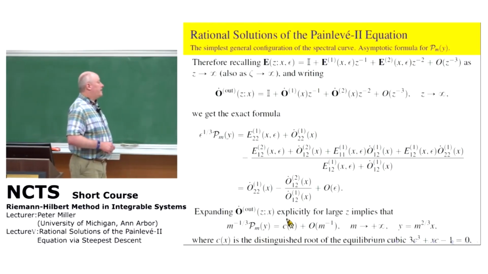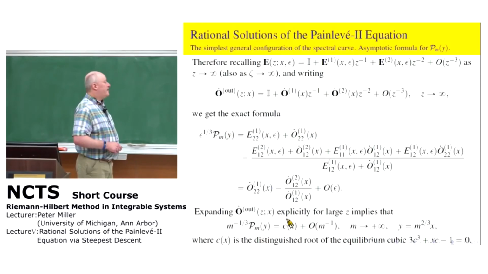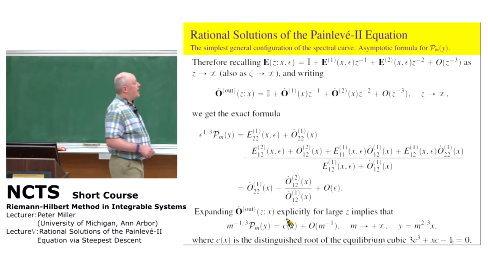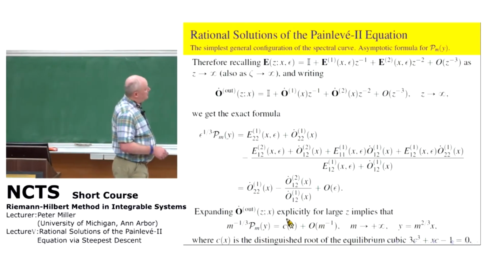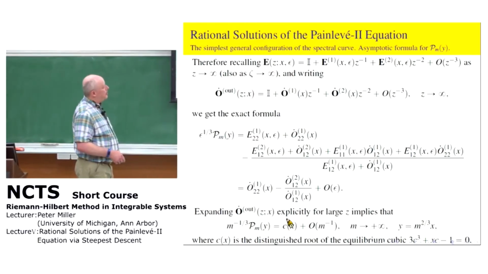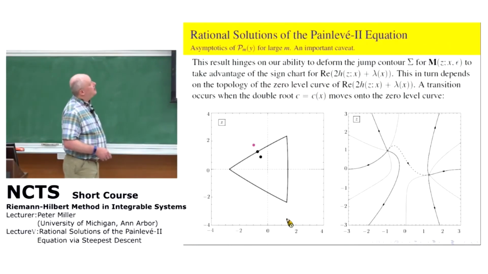In the end, what comes out of that is that m to the minus 1/3 times the rational Painlevé function is equal to c of x plus small as m goes to infinity. And this c of x is the thing that solves that equilibrium cubic. It's the distinguished root of it that behaves like 1 over x for large x. So we have proven this asymptotic formula using Riemann-Hilbert theory, but actually we have to keep something in mind.